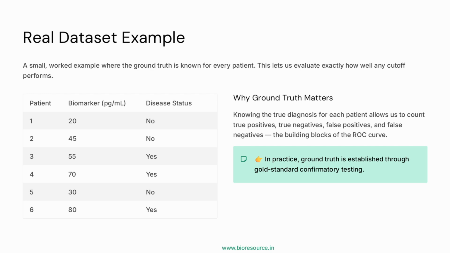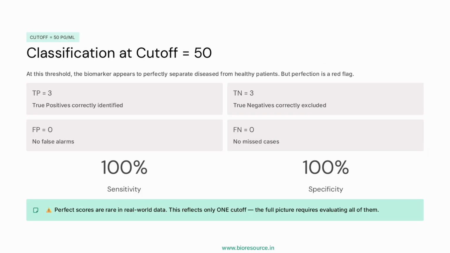Let's evaluate performance at a specific cutoff. Say we set a threshold of 50 picograms per ml. Then the true positives are 3, true negatives are 3, and false positives and false negatives are 0. Here, sensitivity becomes 100% and specificity becomes 100%. This implies perfect classification at this threshold. However, such separation is rare and often dataset specific.